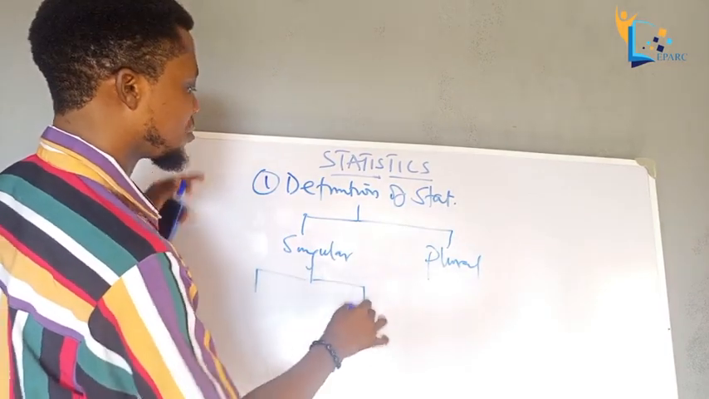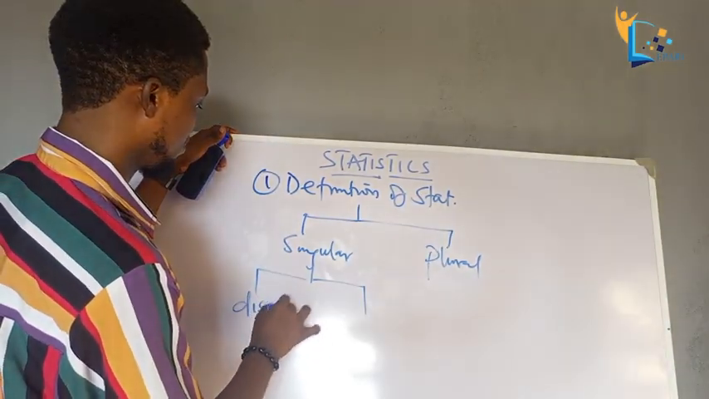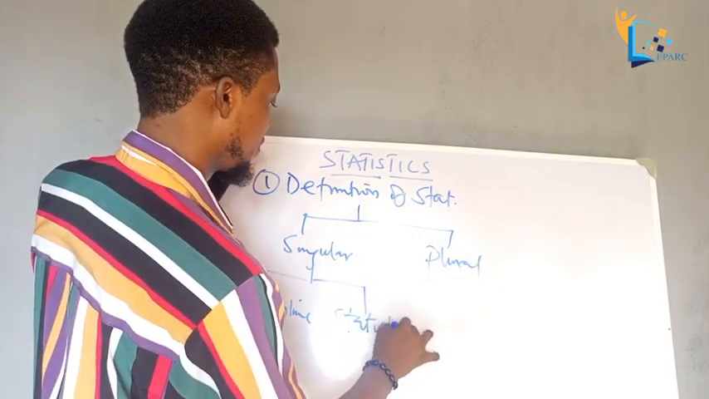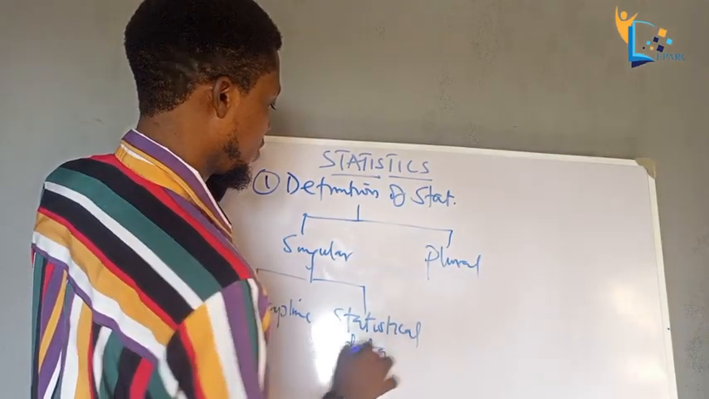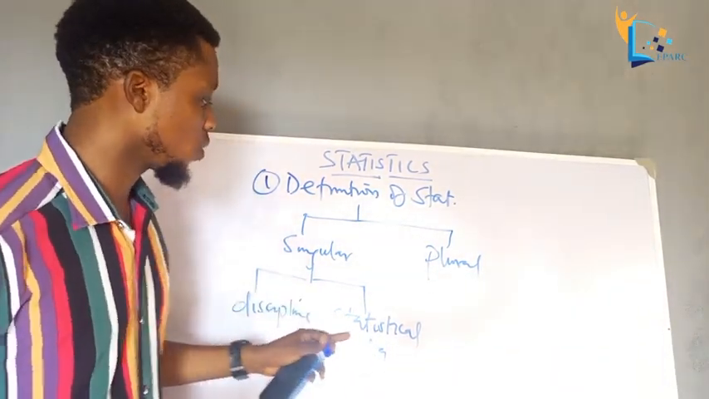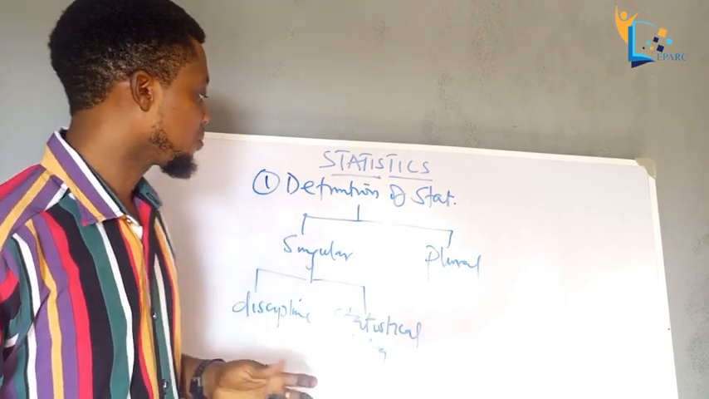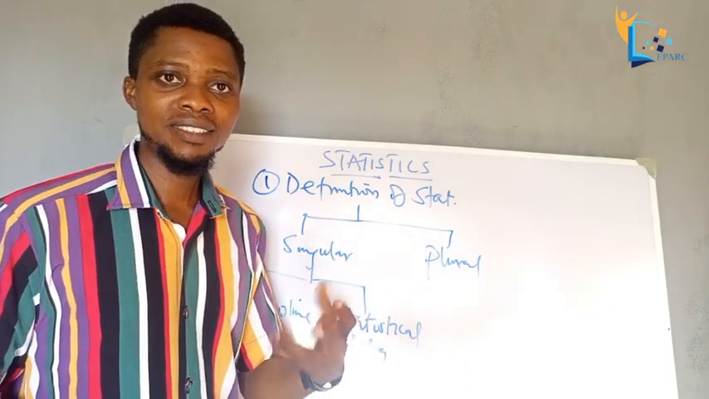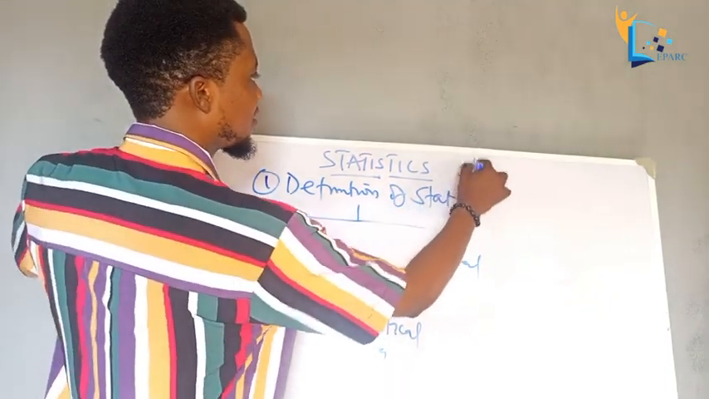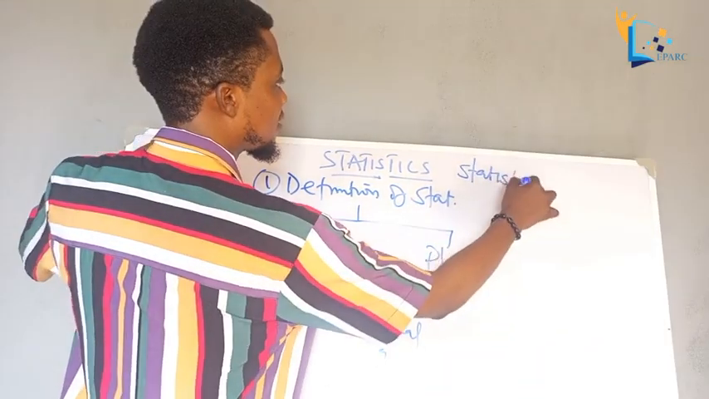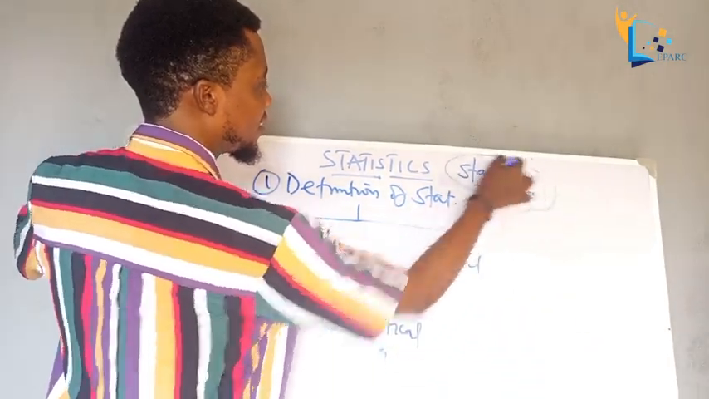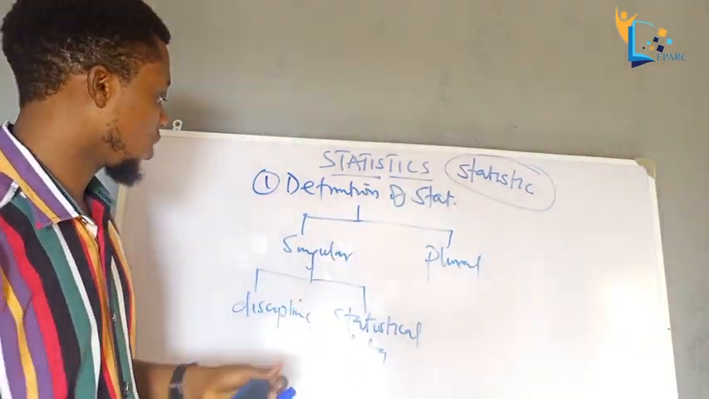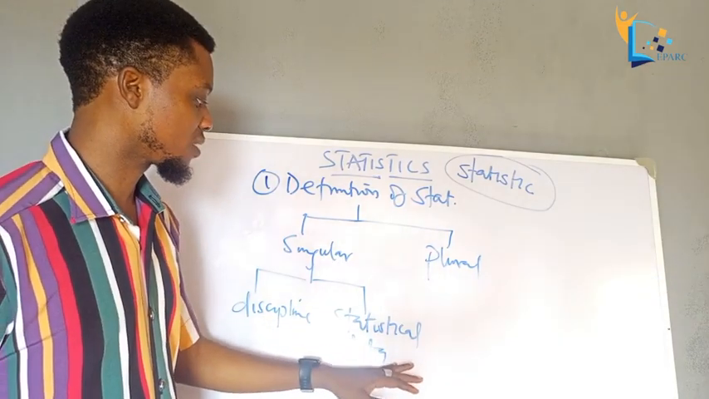Now, as a singular word, it can be seen as a discipline and as a statistical data. Okay? It can be seen as a discipline or a statistical data. As a singular word, we mean statistic. Okay? Under the singular word, it can be seen as a discipline or a statistical data.